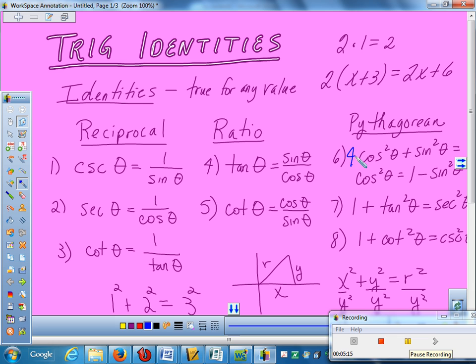But on the ratios though, how does that work? Like if there's 4 tangents? It's 4 tangent is 4 sine over cosine, because the 4 would be on top.